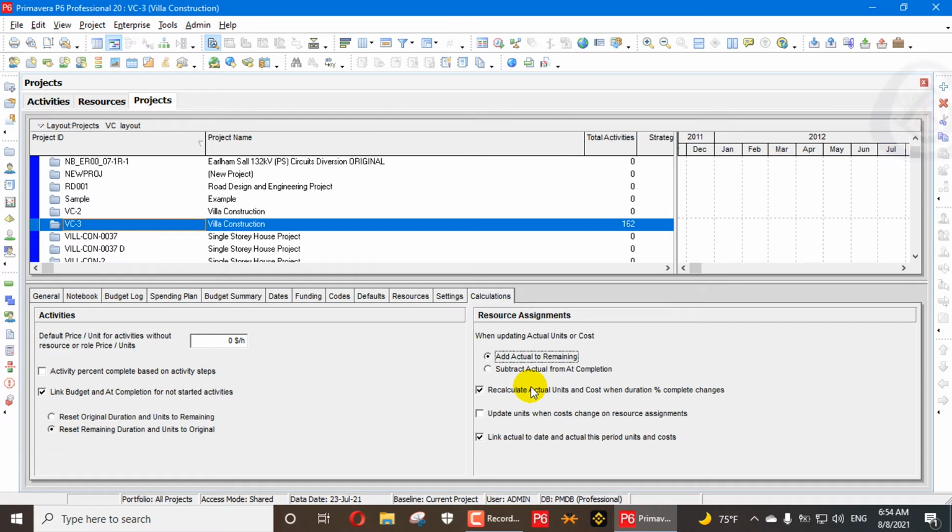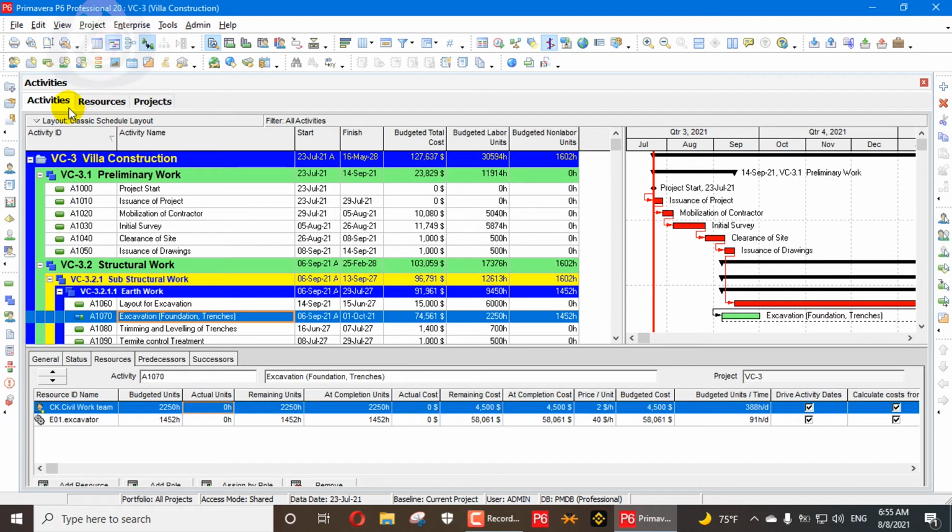So what does it mean? If we subtract actual from at completion, it means we are calculating our remaining units. If we update our actuals, then at completion, which is basically your budgeted units. If we click this setting and go to the activities, at completion is basically your budgeted unit, 2250 hours. Cost and units, as I have told you already, are linked together, so we don't need to update separately.